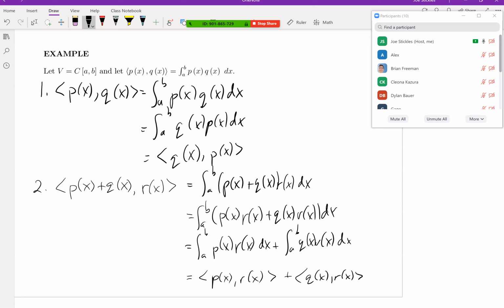Any questions at all over the first two axiom verifications here? Well, I'm going to do the next two, but I want to make sure we're okay with those two.